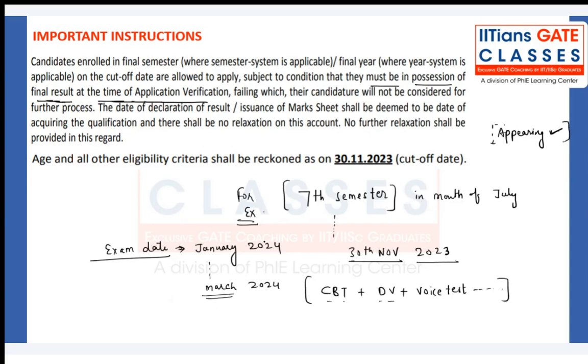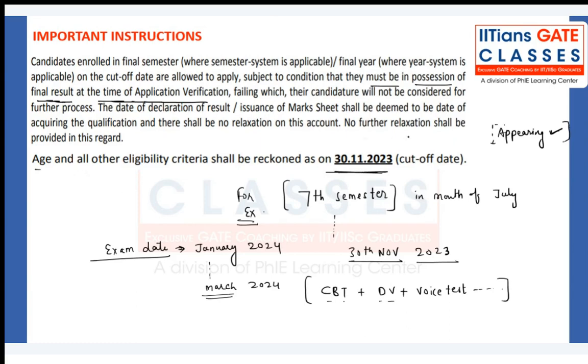You will be having a final semester mark sheet, no doubt about it. But if you are not having it, you cannot go for the further rounds, right? So think about that. Age and all other eligibility criteria shall be reckoned as on 30th November. That is the cutoff. That means before 30th November, whatever the age limit is, you should be within it, right? So that is the important instruction.